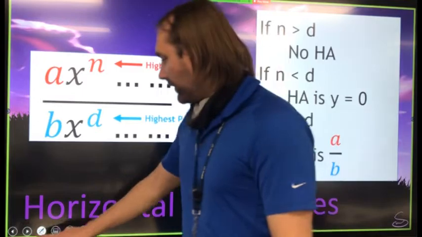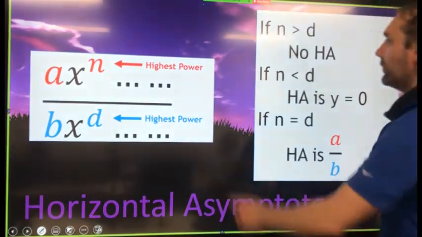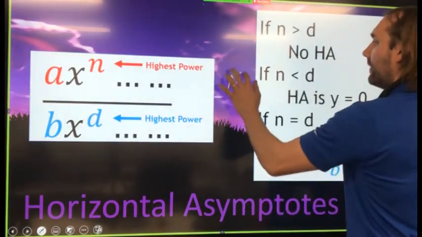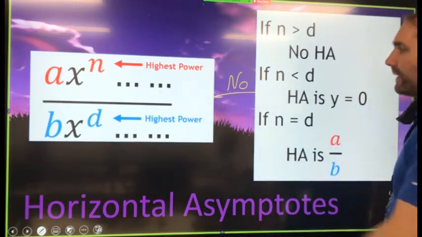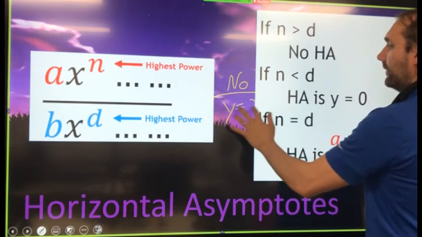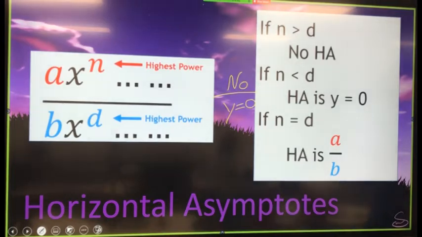So maybe you can think of a little cheat sheet here. If the numerator is higher, that would be a no. If the denominator is higher, that would be a y equals 0. No if on top's the highest, y equals 0 if the bottom's the highest.